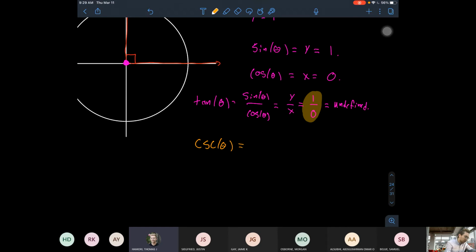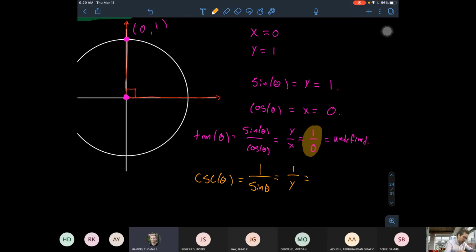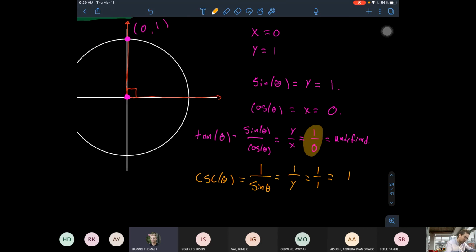This should be equal to, well, I know cosecant. I wish it went with cosine, but I know it doesn't. It goes with the opposite of what I would think it goes with. So I know that cosecant is equal to 1 over sine theta, because all is wrong with the world. And that's just going to be 1 divided by, well, I know sine theta is y, so I put y here. And I know what y is, it's 1, so I get 1 over 1 is equal to 1.